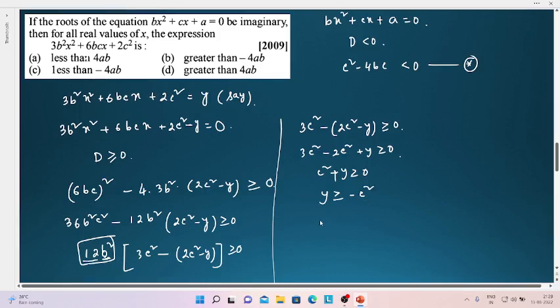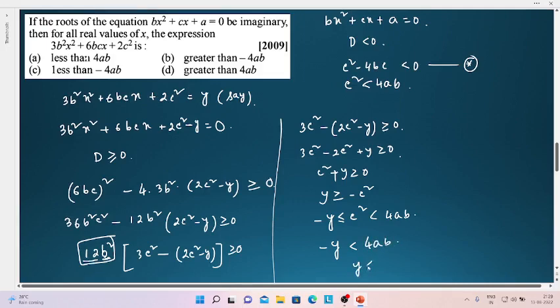Let me check. Here you can write down c square as less than 4ab, right? If I multiply by the negative symbol, it will be minus y, and the inequality will change: it will be less than or equal to c square, right? And c square is strictly less than 4ab, right? So minus y is less than 4ab.